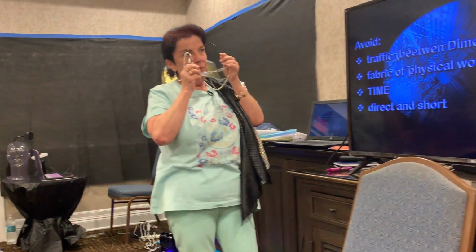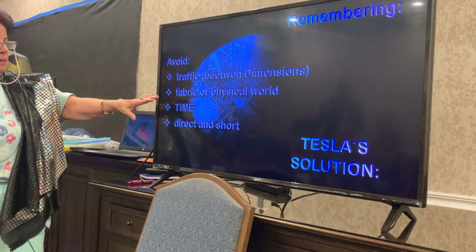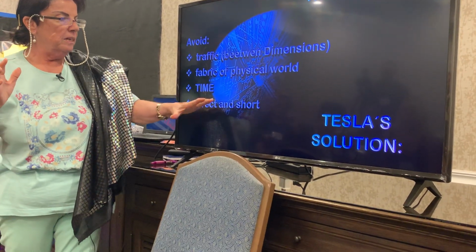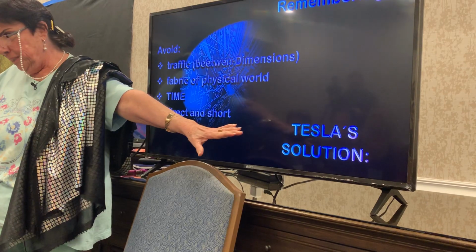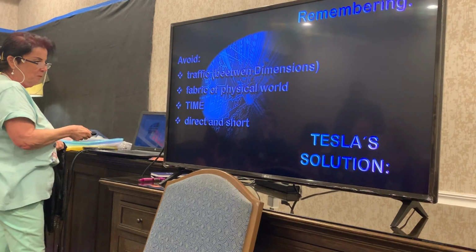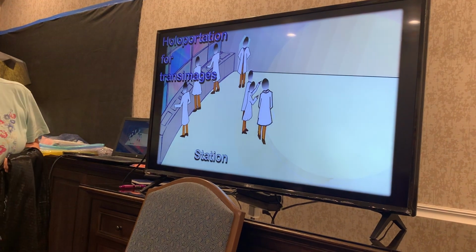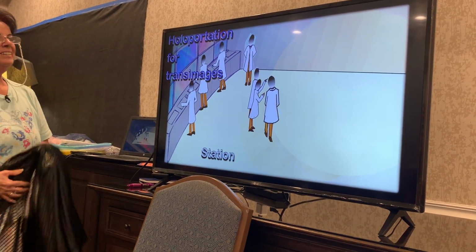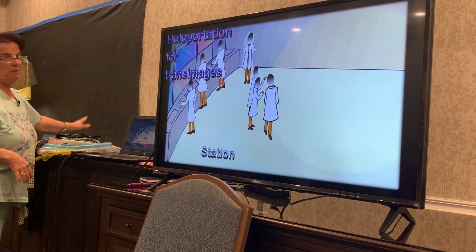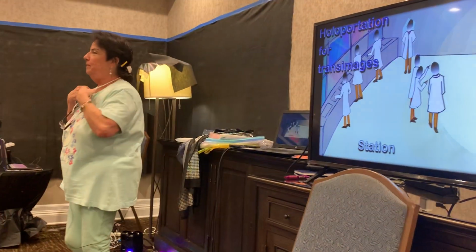So remembering, we know they have to avoid the traffic between dimensions, the fabric of the physical world, to adjust its time, and to make it something direct and short. So, what was possibly Tesla's solution? It had to come from a genius. So I made all these beautiful, incredible drawings for you. So here you have the station. Let's imagine that it is something like that. So the idea is that obviously they work with devices.